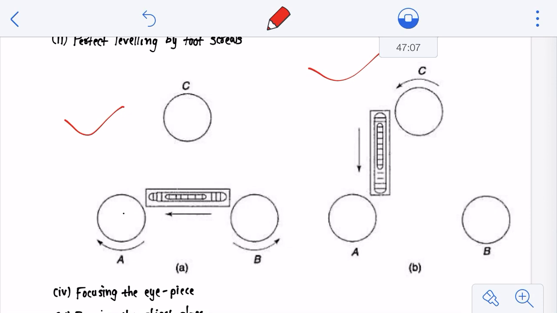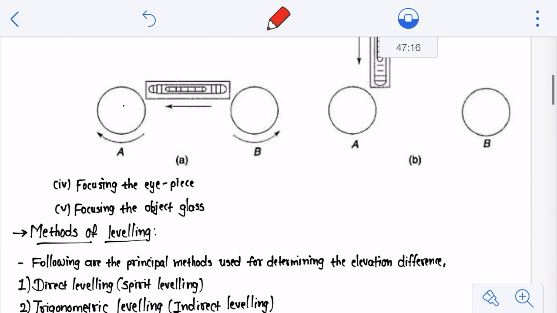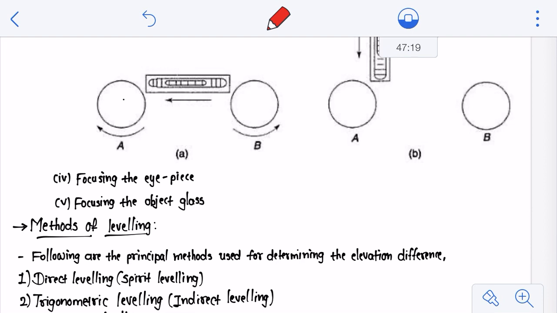Why other adjustments? Because till now you have only made your instrument completely horizontal, and it is not ready for the observation. So for observation, you have to go for some other adjustments as well, and these adjustments are termed focusing the eyepiece and focusing the object glass. Focusing the eyepiece and focusing the object glass is also very simple to understand.